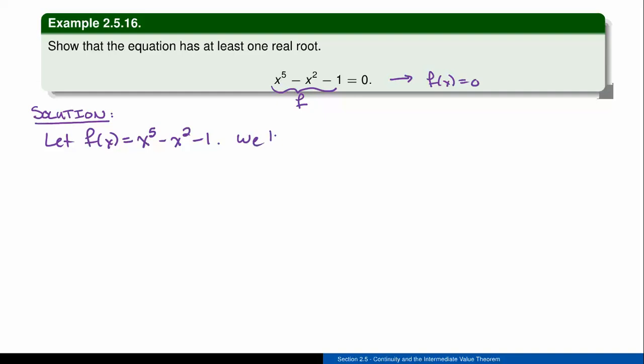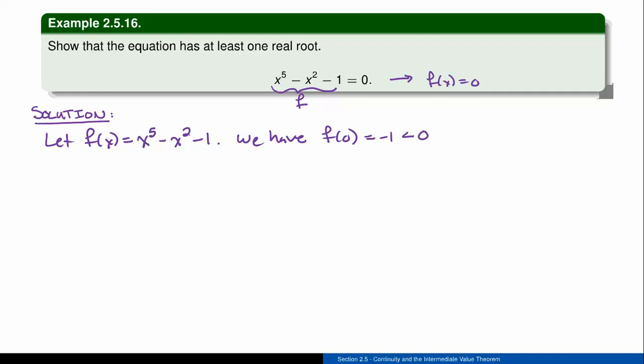Plugging 0 into this function, well, 0 is pretty easy to plug in. It's going to give you 0 to the fifth, which is 0, minus 0 squared, which is also 0, ultimately giving me negative 1. We know that f of 0 is then negative. And my goal then is, can I find another input that's going to give me a positive output?